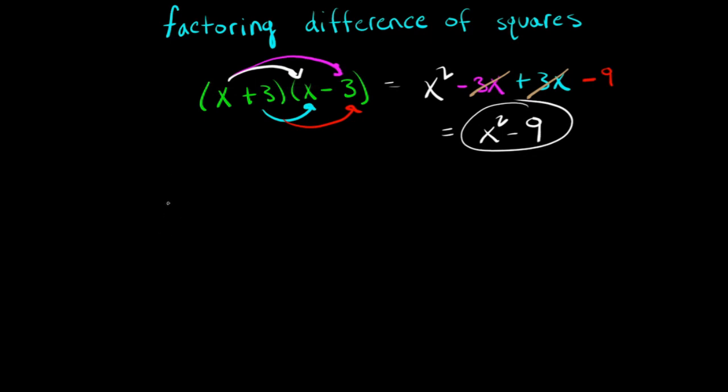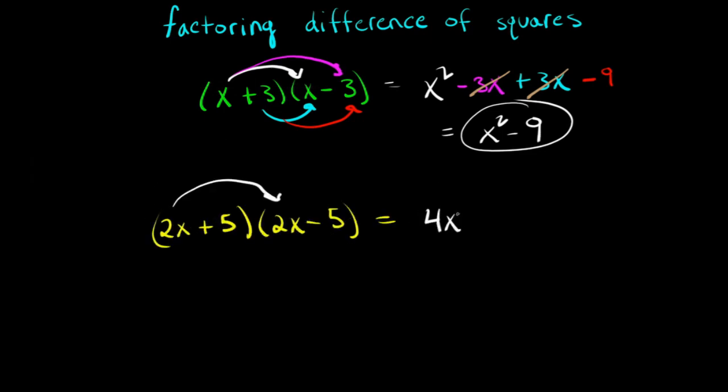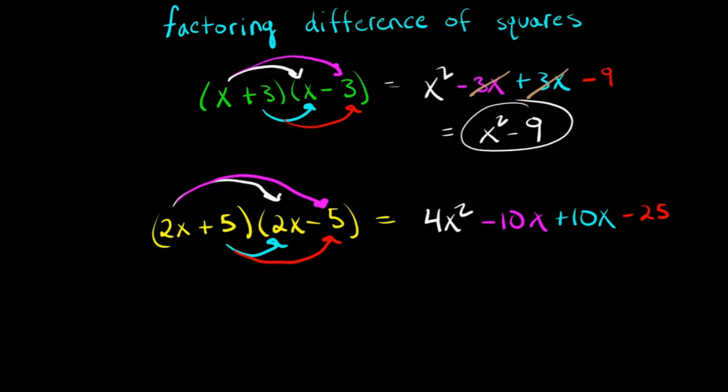And let's look at another example. Say that we have 2x plus 5 times 2x minus 5. If I do this distribution, I get 4x squared minus 10x plus 10x minus 25. And again, notice what happens to those middle terms. Negative 10x plus 10x cancels out, and I just get 4x squared minus 25.